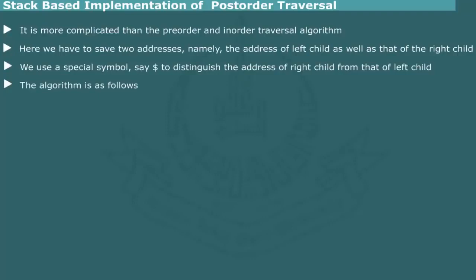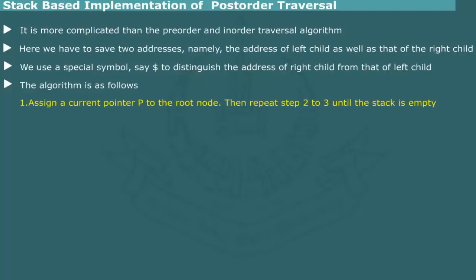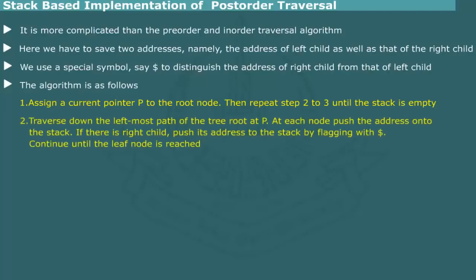The algorithm for post-order iterative procedure is: Number 1. Assign a current pointer P to the root node. Then repeat step 2 to 3 until the stack is empty. Number 2. Traverse down the leftmost path of the tree root at P. At each node, push the address onto the stack. If there is right child, push it to the stack by flagging with $. Continue until the leaf node is reached.